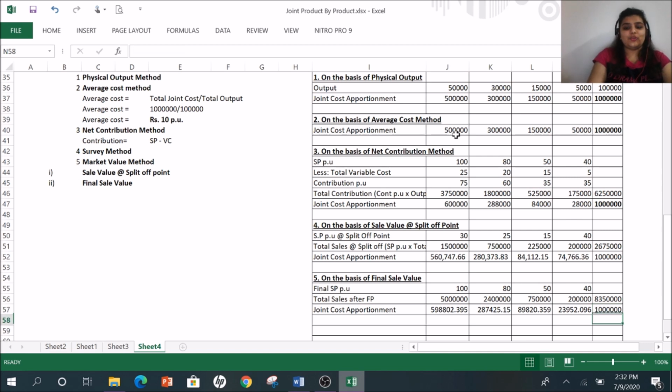Lakhs, right? So this is on the basis of our final sale value. The next and the last method, and I would say the most important method, that is net realizable value method. Now under this method what we do is we have a final selling price. That final selling price we are going to reduce with the further processing cost, or we are going to first reduce our profit margin from this.